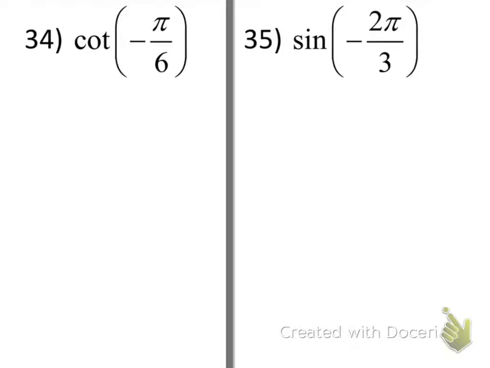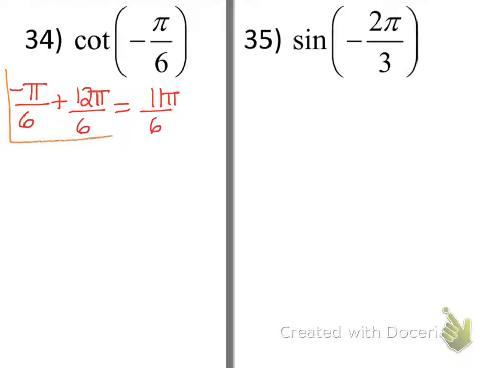Okay, so if we go down to 34, the first thing that we need to do is make sure that we can get this positive. So you can apply the coterminal, so negative pi over 6 plus 2 pi, which is 12 pi over 6, gives you 11 pi over 6. So really I want to know cotangent of 11 pi over 6. Again, you don't necessarily have to do this work that I showed you right here. If you know how to move on the unit circle and you go clockwise that same distance of pi over 6, then you will end at 11 pi over 6, so that is fine as well.